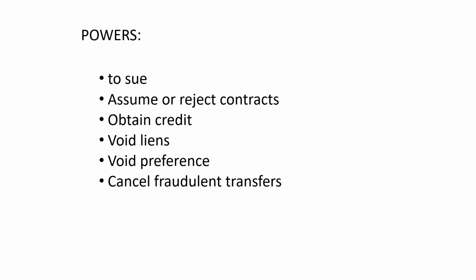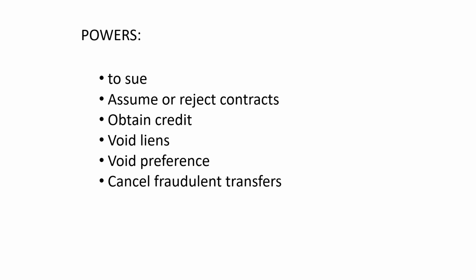They can assume or reject contracts of the debtors. They can expire leases. They have the right to obtain credit on behalf of the debtor. When we're talking about a business or a corporation, they have the ability to go out and do that. They won't do that for an individual person. They have the right to void liens against the debtor's property. So a mechanics lien filed against a homeowner, they could cancel that right on out. They can also void any preference.